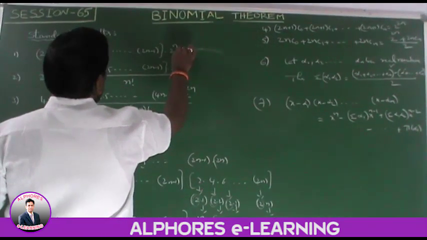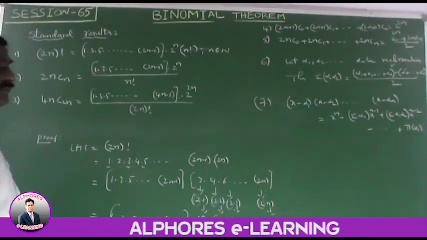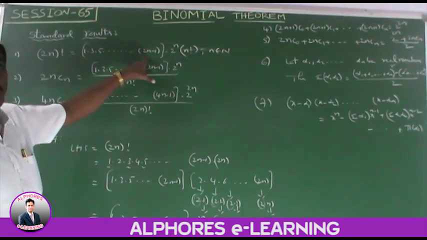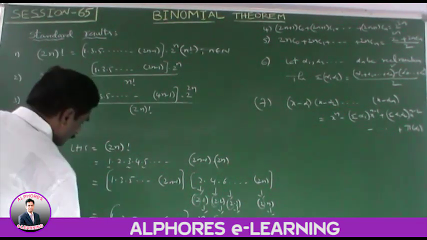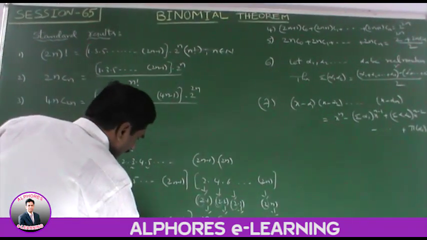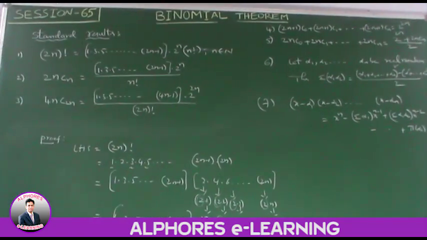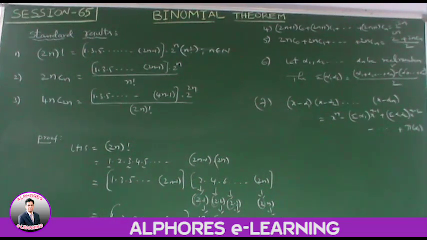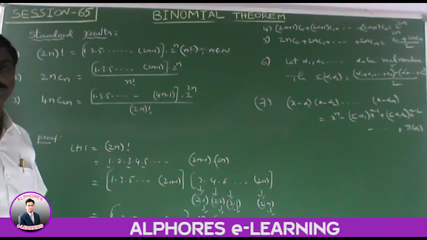Please note this value, into n factorial, when n belongs to N. Please correct that value. (2n)! is equal to 1 into 3 into 5 into so on (2n minus 1) into 2 power n into n factorial, n belongs to N. That is equal to RHS. Please note this value. It is very, very important. (2n)! is equal to this value.